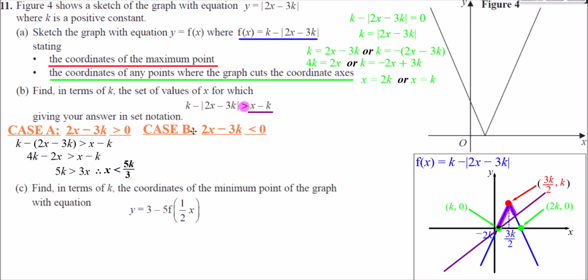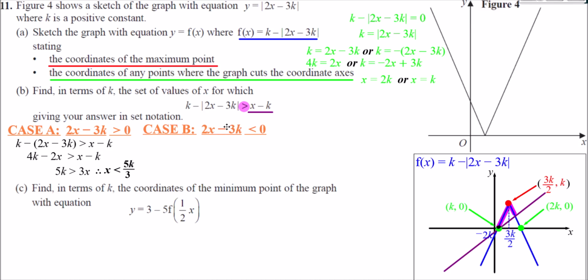The second case, if what's in these modulus signs is less than 0, then the modulus of this, if I'm taking the modulus of something which is negative, the modulus will take this thing which is negative and multiply it by minus 1.